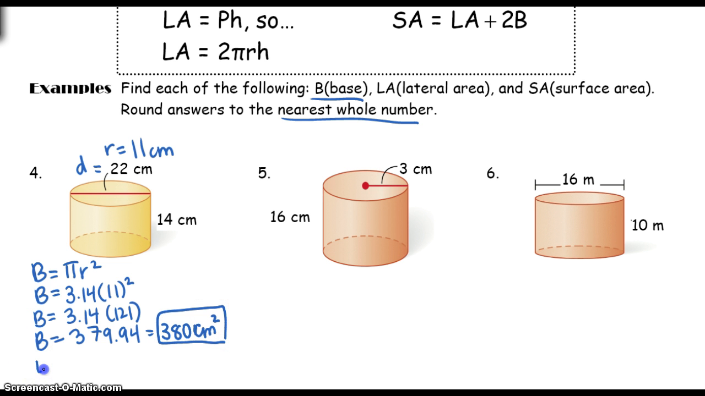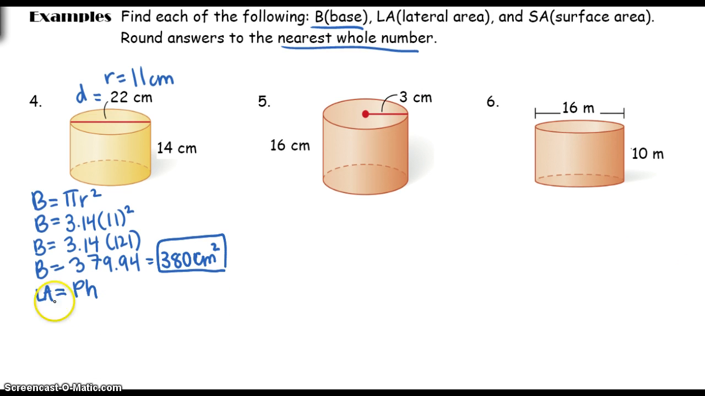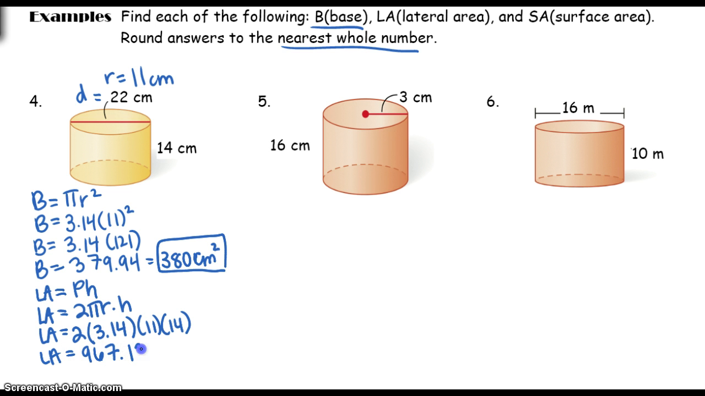Okay, now let's move on to lateral area. Lateral area is perimeter times height. But in this situation, our perimeter is the circumference. And the formula for circumference is 2 pi r. So 2 pi r times the height. We're going to substitute our numbers in. So pi is 3.14, the radius here is 11, and the height is 14. And when I type that all into the calculator, you're going to get 967.12. But they want you to round to the nearest whole number. Well, this is a 1, so we're going to keep it at 967 centimeters squared.